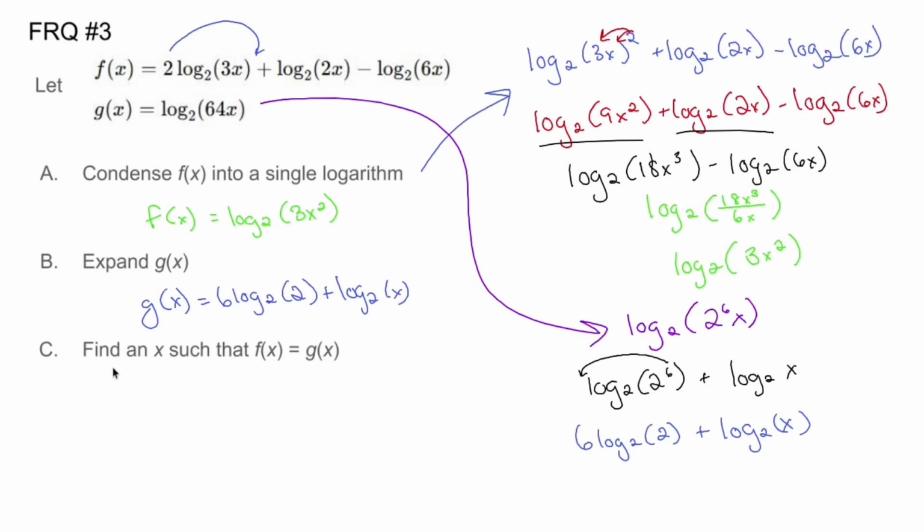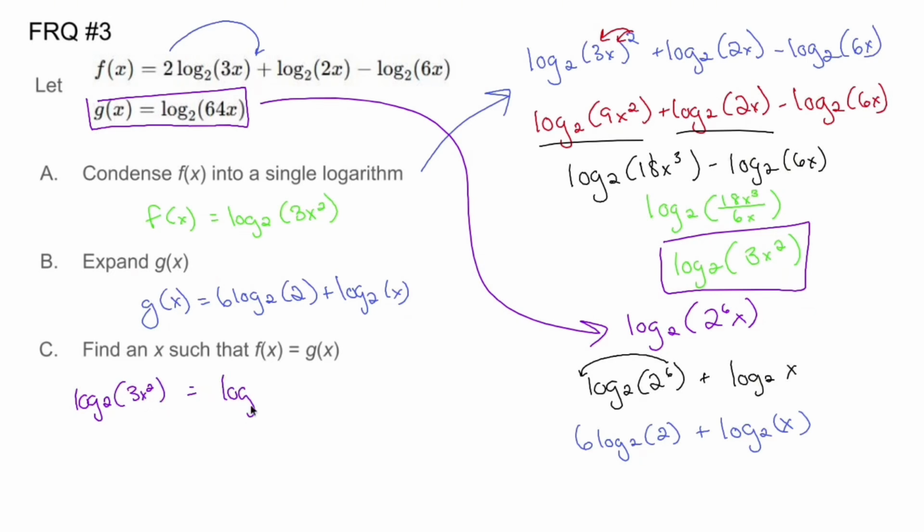Now, what I want to do is find an x such that f of x equals g of x. Well, I want them all put together in order to do this. I want to use this version of part A, the one that's already condensed, and this version of part B. Because by setting these two equal to each other, I have a log base 2 of 3x squared equal to a log base 2 of, what was it, 64x.